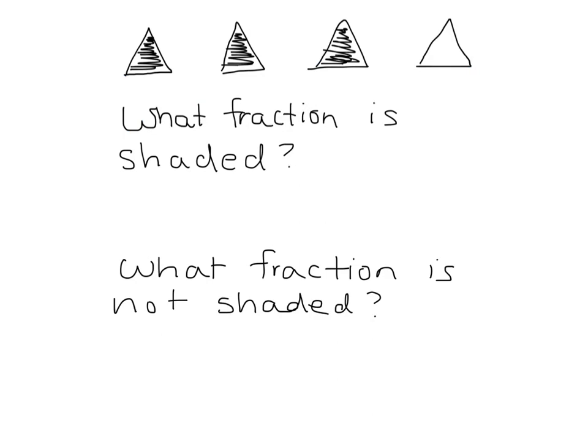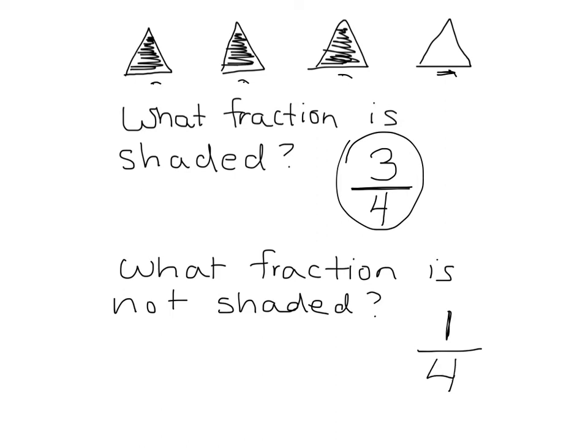And here's another one. We want to know what fraction of the triangles are shaded. What fraction is shaded? So 1, 2, 3 are shaded out of how many altogether? 1, 2, 3, 4. 3/4 are shaded. 3 out of 4. Now what fraction is not shaded? Well, let's see. 1 here is not shaded out of 4. So 1/4 is not shaded.